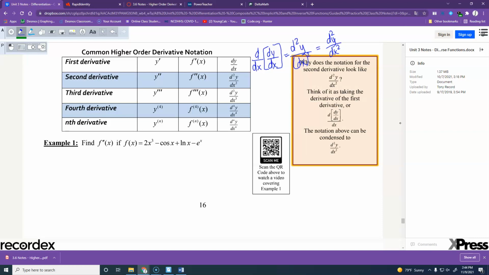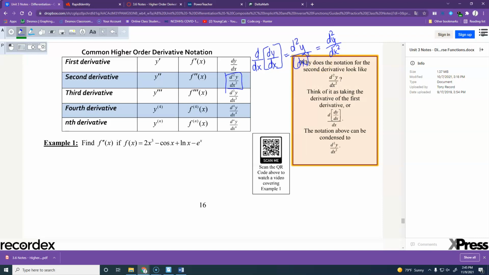This right here means take the derivative of whatever's in the brackets with respect to x. dy over dx means you have already taken the derivative of y with respect to x. But let's not get too caught up. If you see this right here, it means second derivative. You're probably not going to see third, fourth, or fifth derivative.